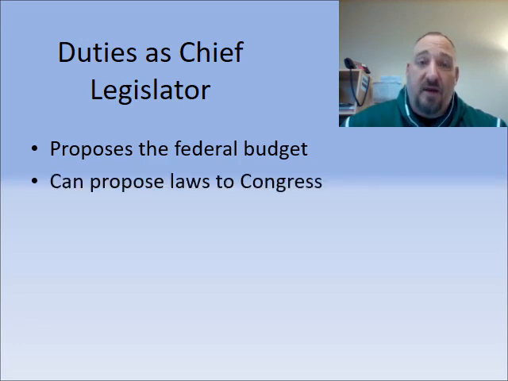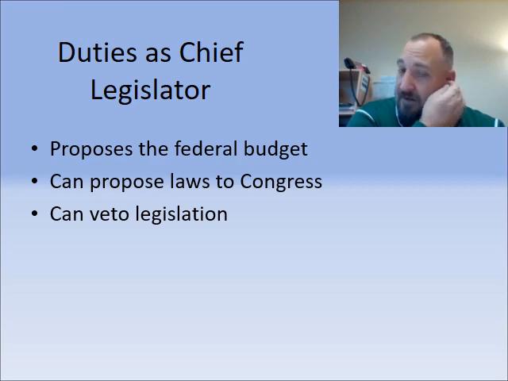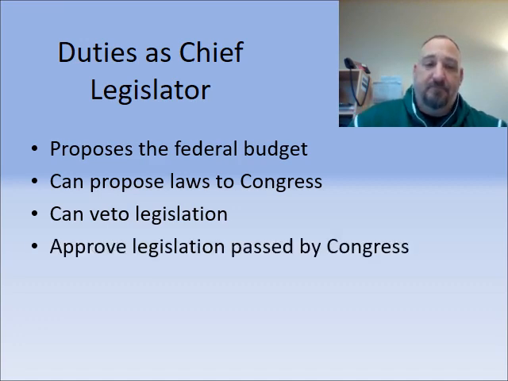He can propose laws to Congress. He can also veto legislation. So here we have a check on the legislative branch by the president. Congress might put forth a law, it might get passed in both houses of Congress, but then the president can say, no, I don't think this is a good law, I'm going to veto it.